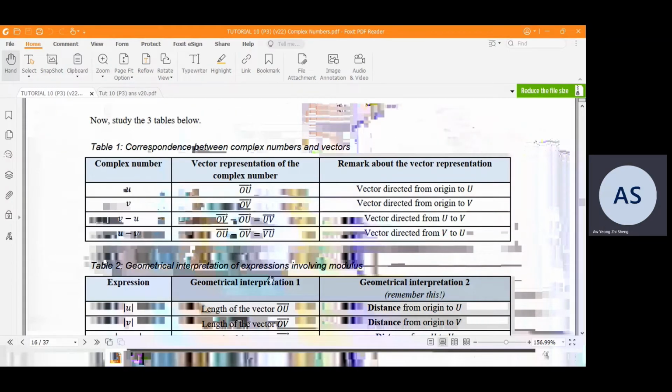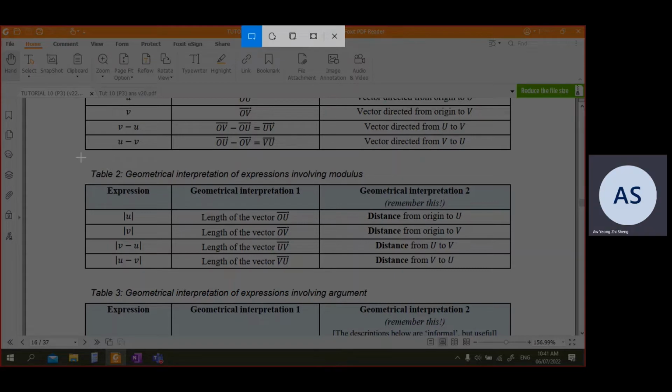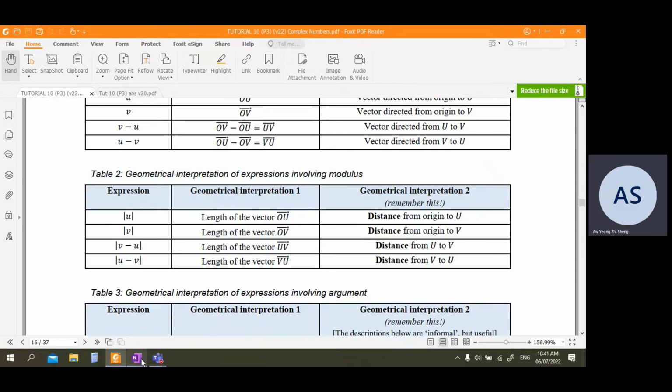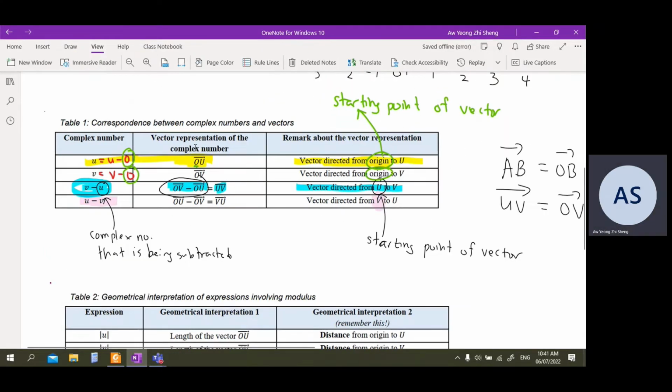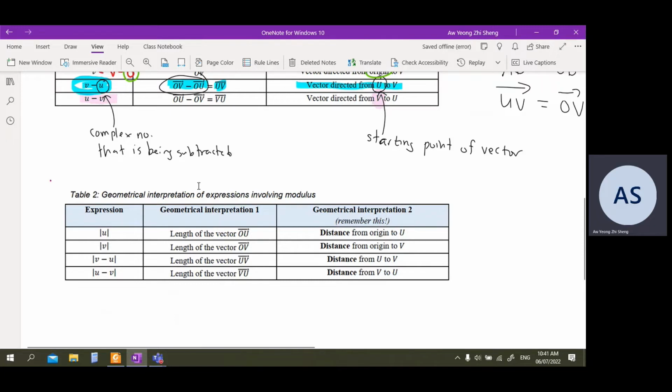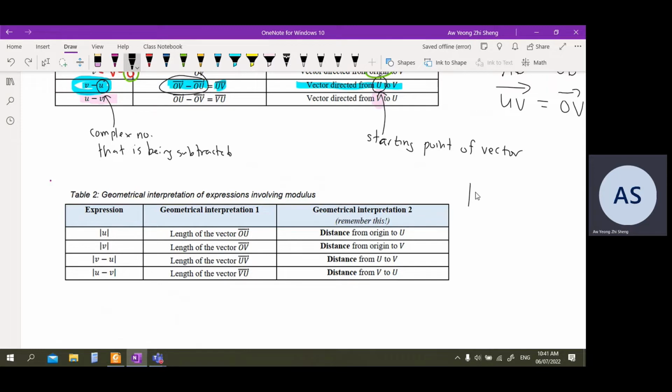Okay, now let's go on to table number 2. Geometrical interpretation of expressions involving modulus. Earlier in this chapter, we learned that the modulus of a complex number, for example the modulus of 3 plus 4i, is actually the length or the distance from the origin (0, 0) to the point representation of 3 plus 4i, which is (3, 4). The modulus of a complex number is the distance from the origin to the point representation of that complex number.